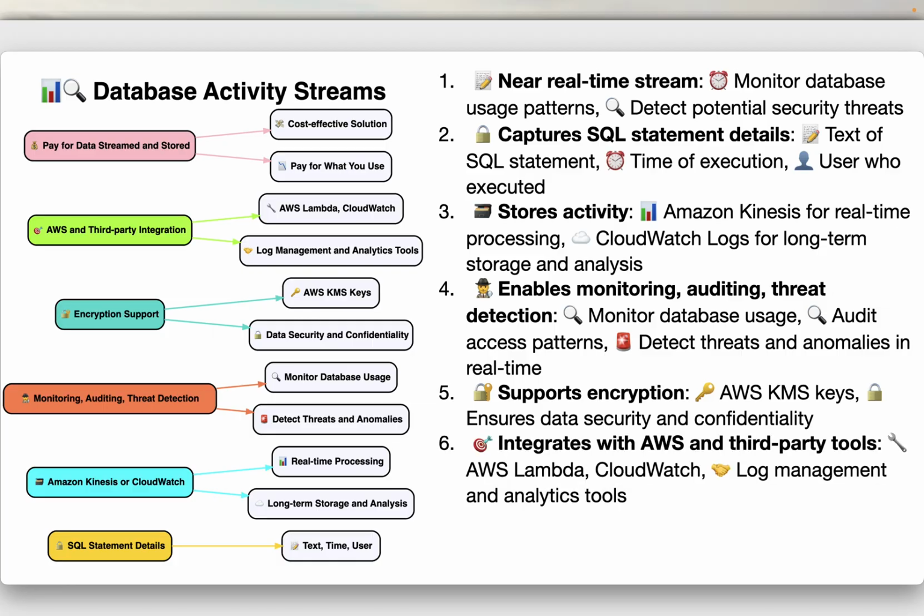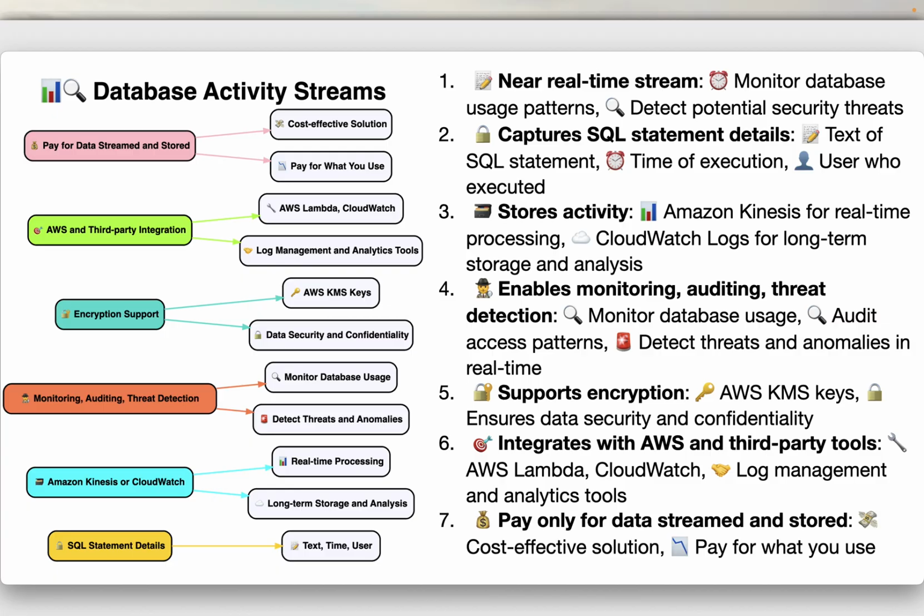Sixth, integration with AWS services and third-party tools. So database activity streams you can integrate with various AWS services such as AWS Lambda and Amazon CloudWatch, as well as third-party log management and analytics tools for further analysis and alerting. Seventh, pay only for the data streamed and stored. So with a database activity stream, you only pay for the data that is streamed and stored in Amazon Kinesis data streams or the CloudWatch logs.